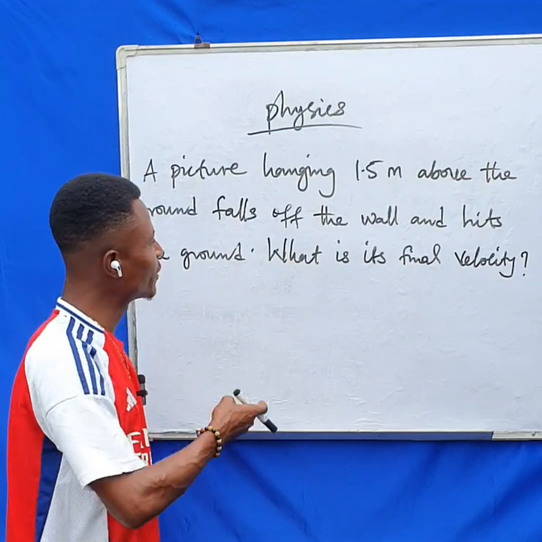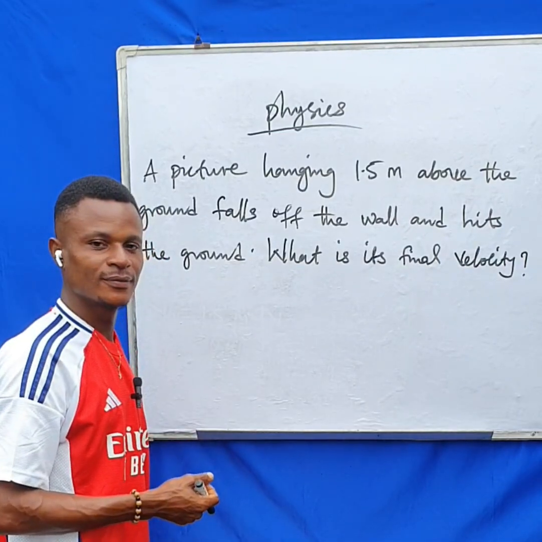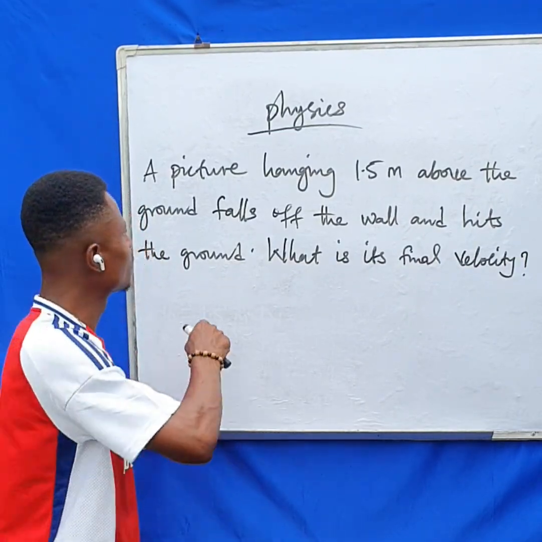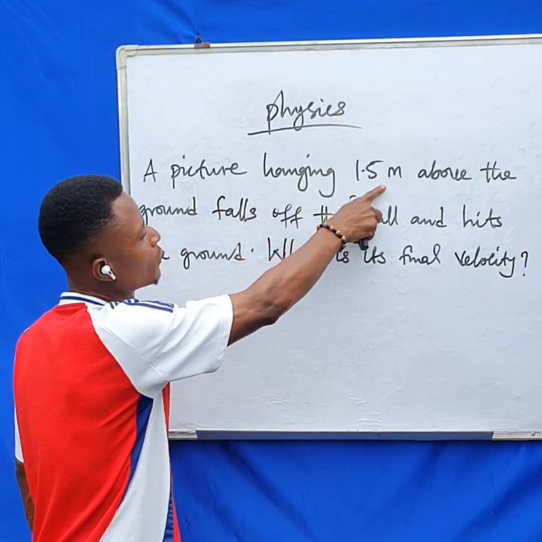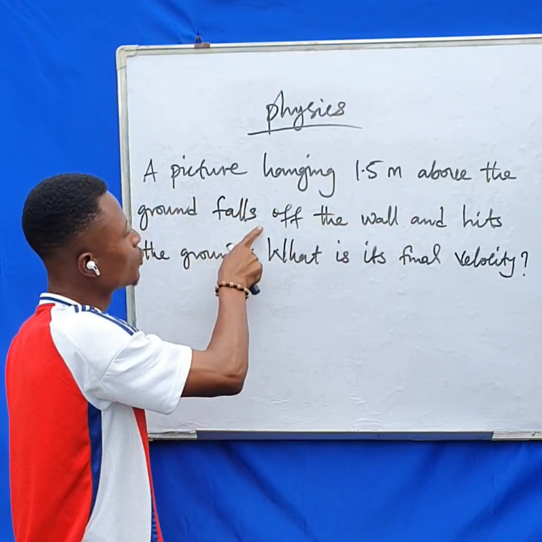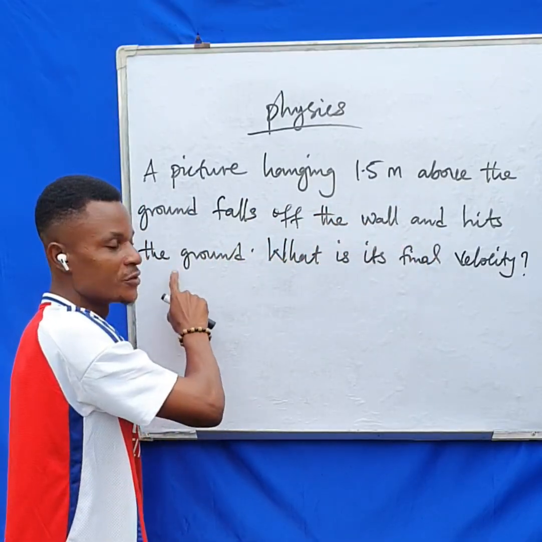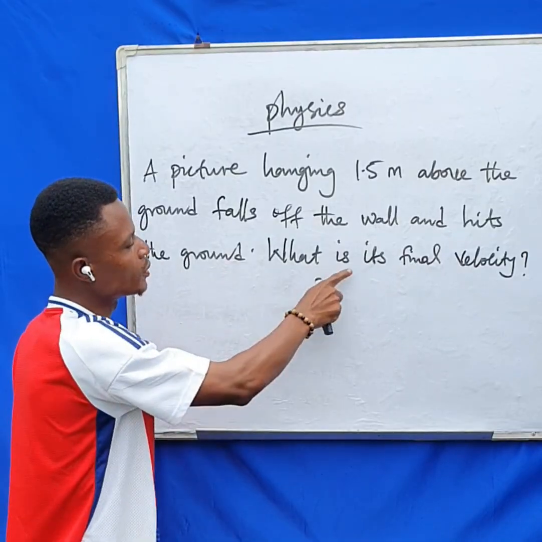Let me show you how to solve this kind of physics question on the board. The question says that a picture hanging 1.5 meters above the ground falls off the wall and hits the ground. What is its final velocity?